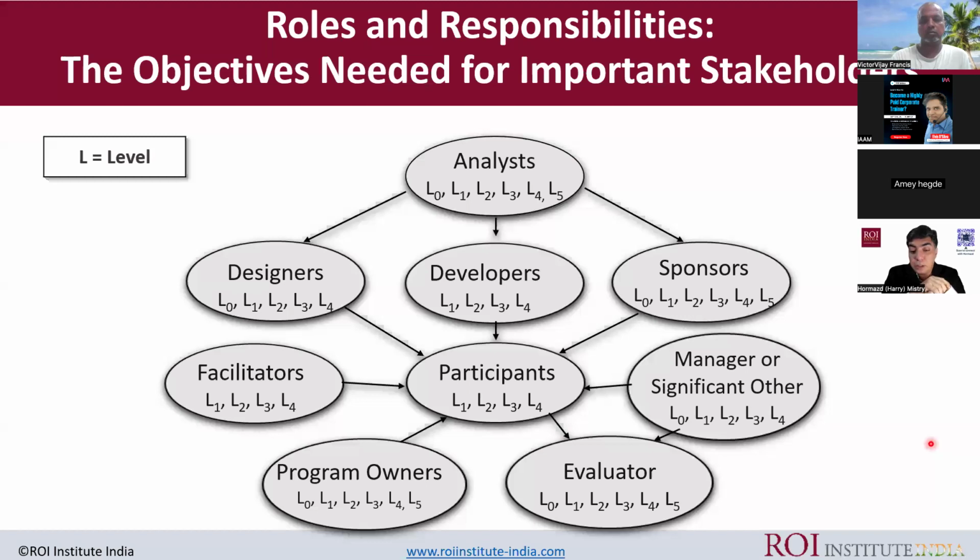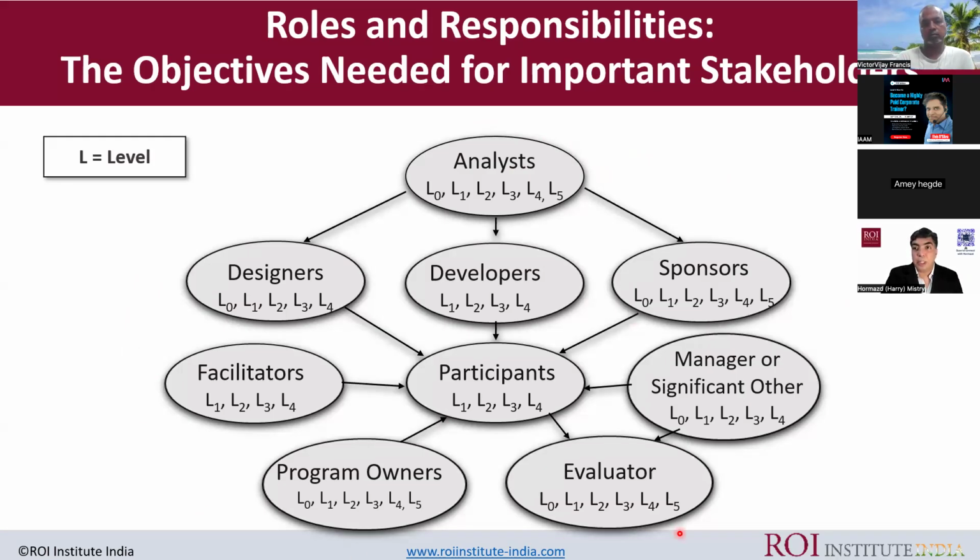And learning interventions aren't something that just occur in a classroom environment. It goes beyond that. And that's the reason why we always recommend that as you write the objectives for a program, we don't just write it up and keep it aside. We showcase and share all the objectives with the stakeholders. Now, in your program or project, you will have multiple stakeholders. You may have your analysts, your facilitators, your manager or the significant others, your program owners, the developers, designers, evaluators, sponsors, and so on. And depending on who the stakeholder is, we recommend that you share those objectives with each one of them.